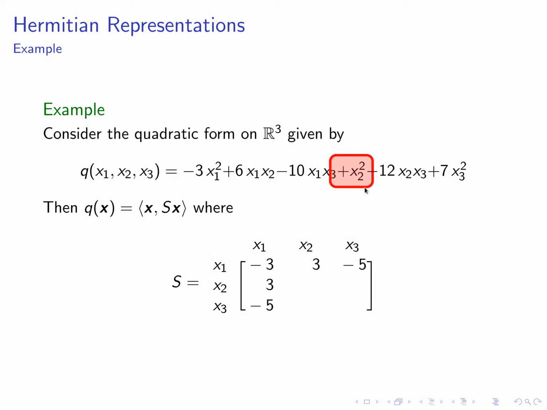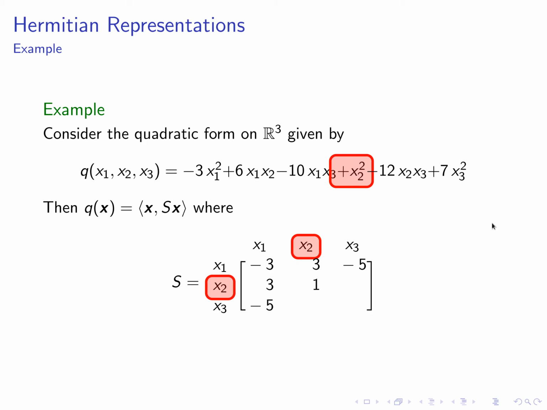Our next term is x2 squared. So the coefficient here is 1, and x2 squared is x2 times x2. So we're looking at the 2, 2 position in our matrix, and we're just going to put in 1 as that entry. Remember, for the diagonal entries, we're not dividing the coefficients by 2.